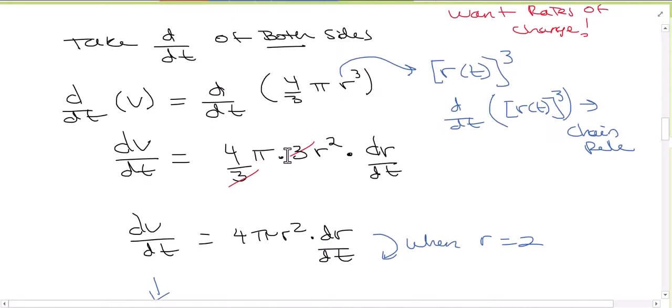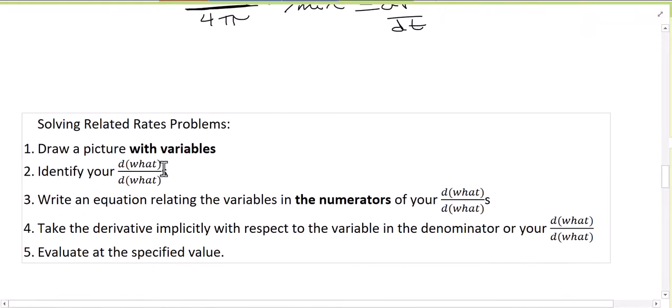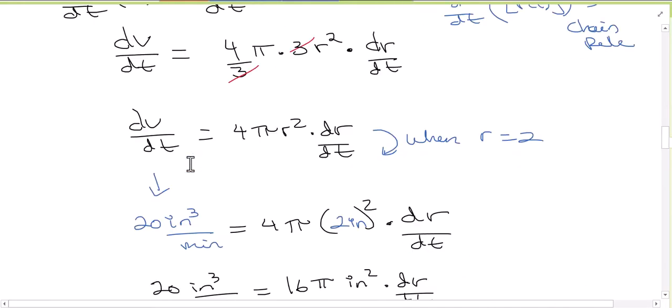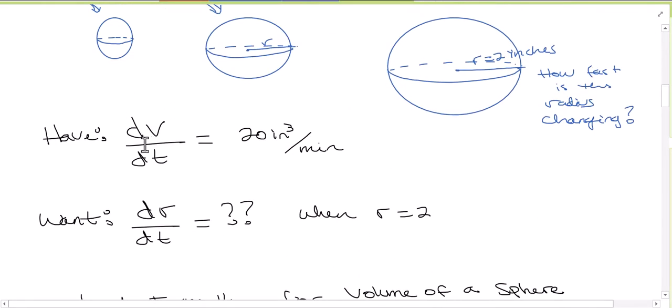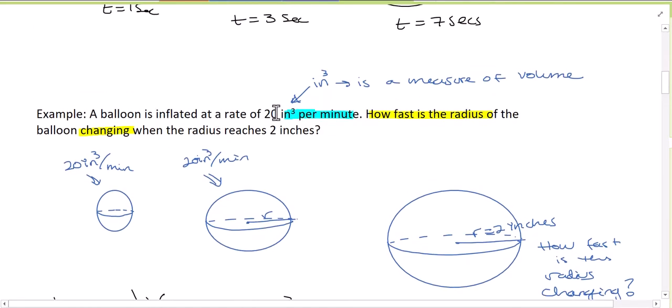And then the next thing is identify your dwhat-dwhats. I know that's very technical terminology, but that is essentially what we did here. What do we have? What rate of change are we given? A d-something, d-something. And I know 20 inches cubed per minute based on my units.